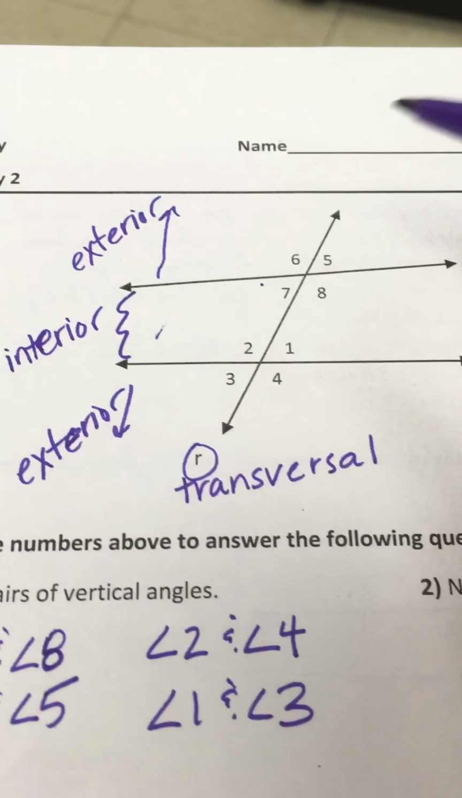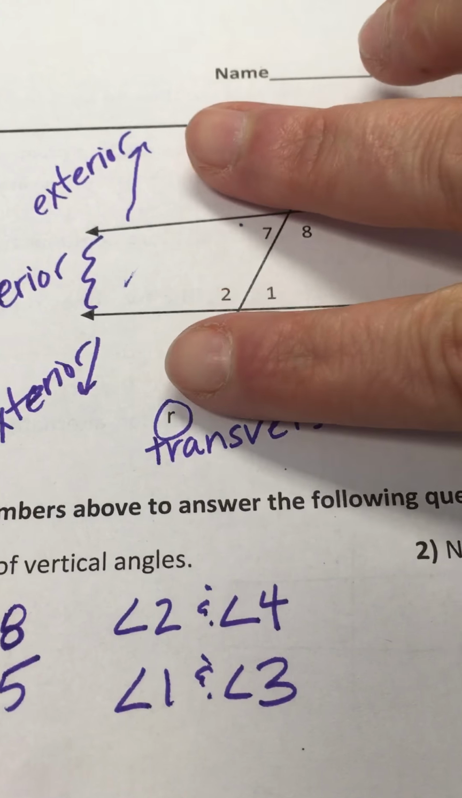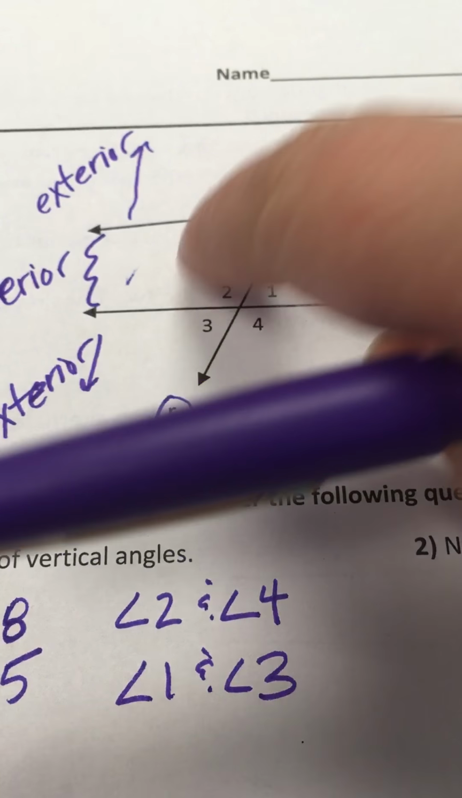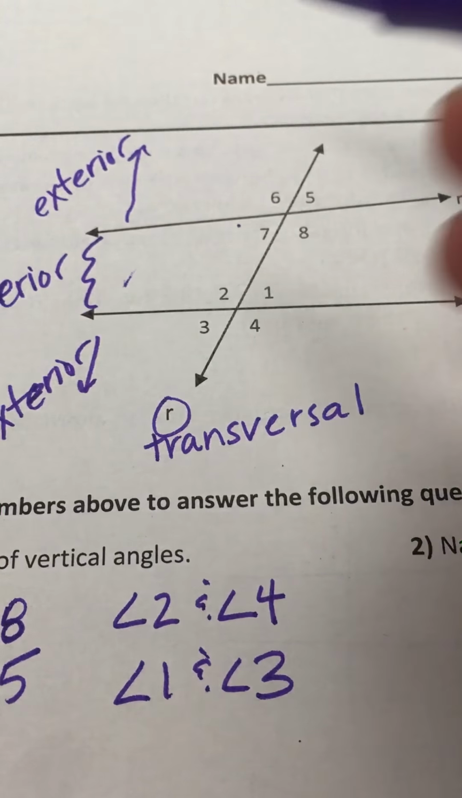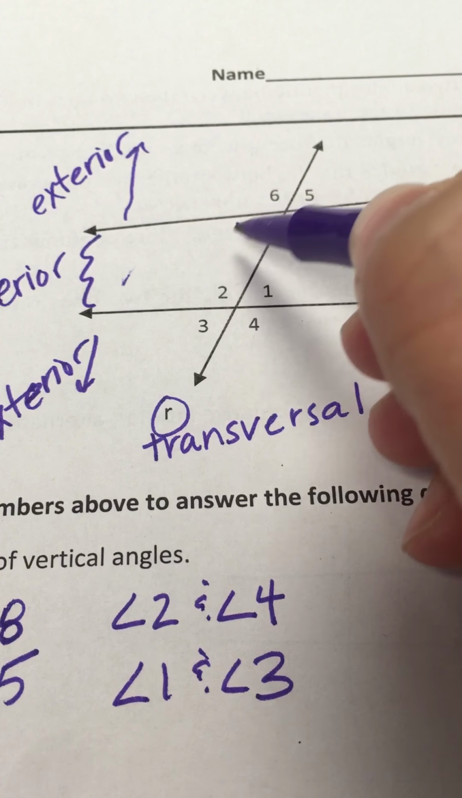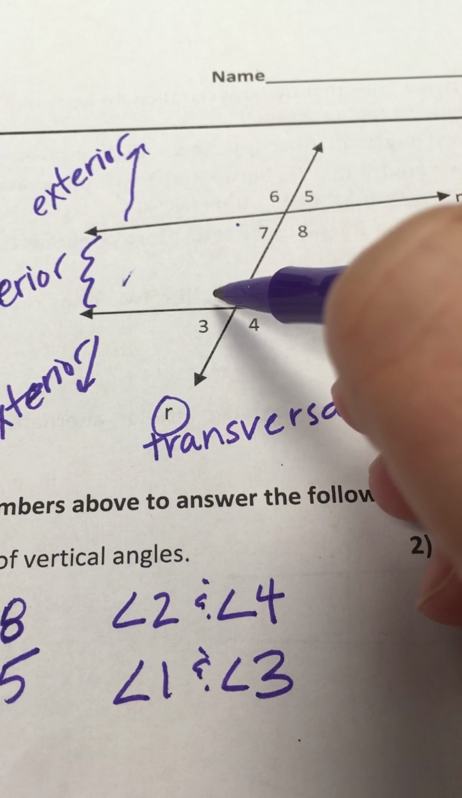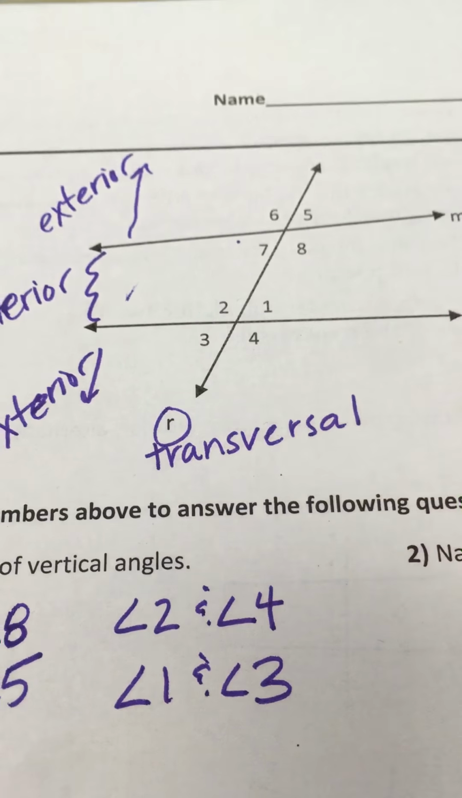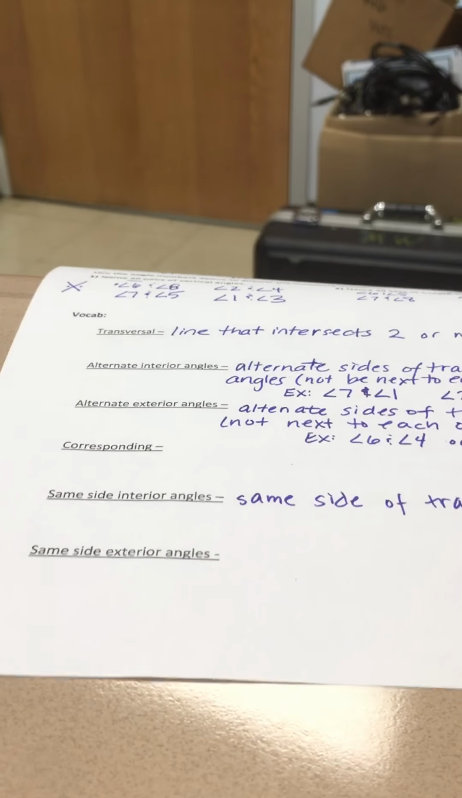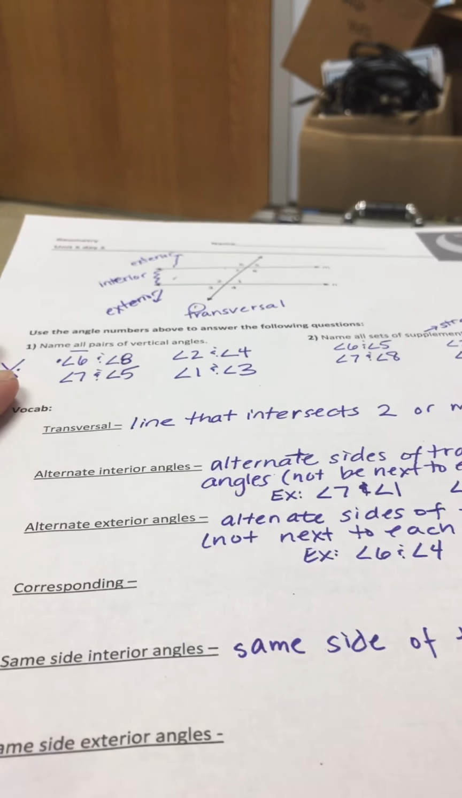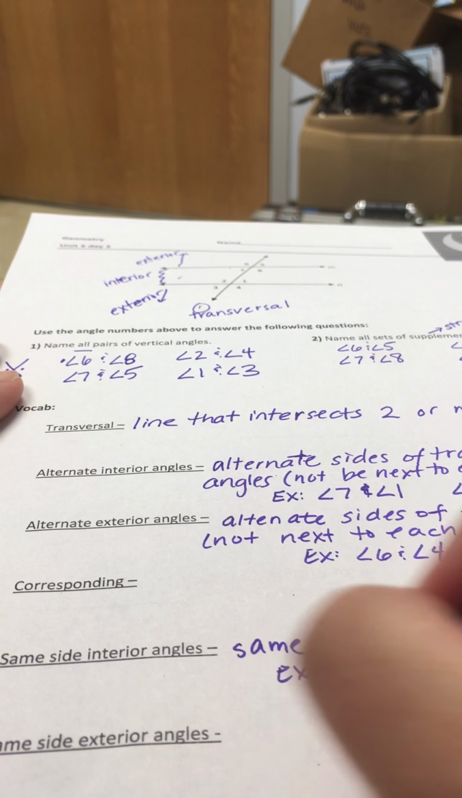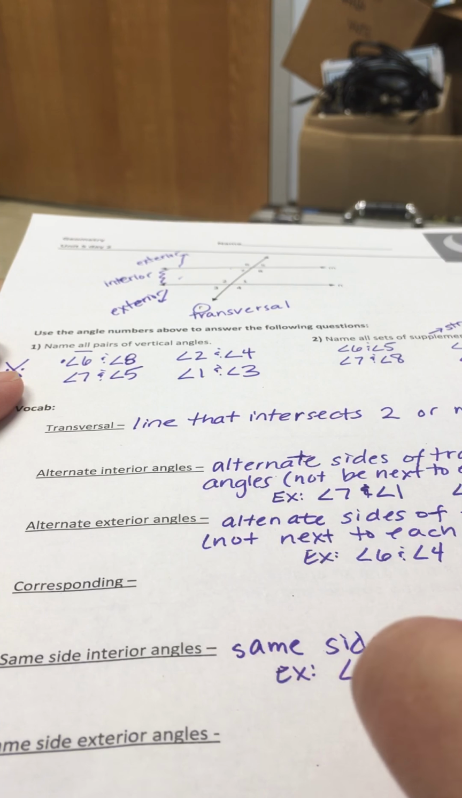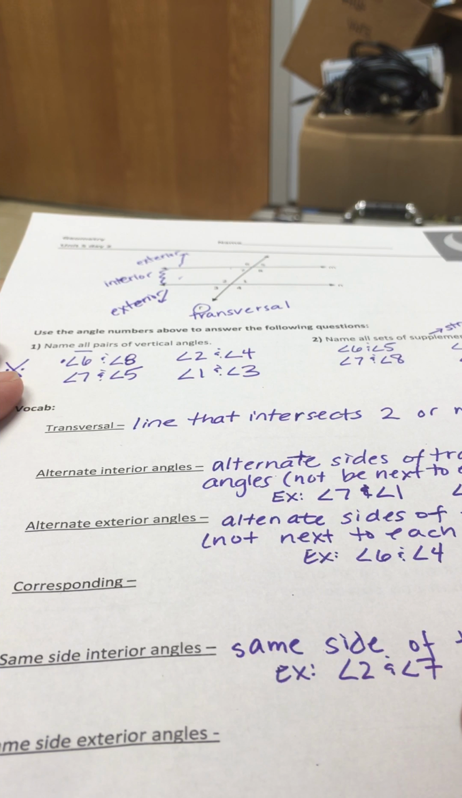So when you look at this, again, interior, same side of the transversal, so I'm not jumping this time. I'm staying on one side. And so they're going to be right next to, like across from, each other. So this would be 2 and 7, and then another side would be 1 and 8. So same side interior, an example would be angle 2 and angle 7, and then angle 1 and angle 8.